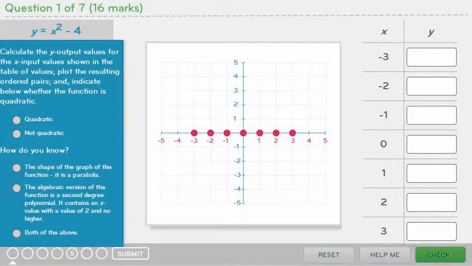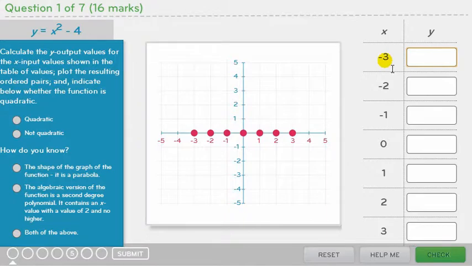In this question, we're given the function y is equal to x squared minus 4. There are three different tasks that we need to complete in this question. The first is to calculate the y output values for the input values that are in this table of values on the right. Then we need to plot the points to match our table of values. And then finally, we need to indicate below whether the function is quadratic or not, and then explain how we know. Let's first start with our table of values.